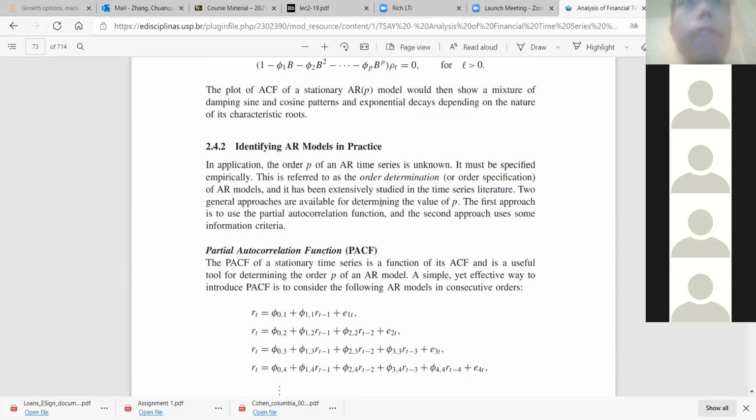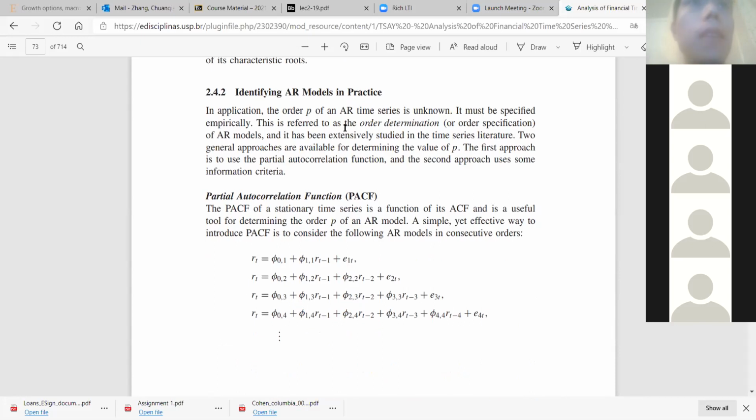Okay, luckily I found this. Let me share the screen with you. In your textbook you have such information, but I think there are different versions of this textbook. You can Google online, but they have different formats, though the materials are always similar. It should be here: identifying AR models in practice.